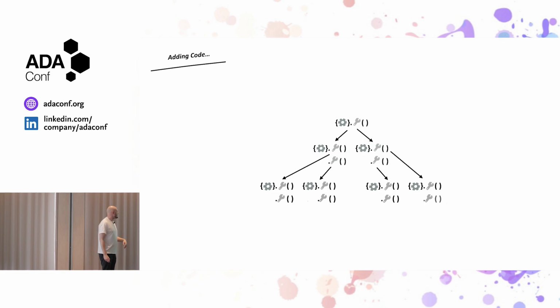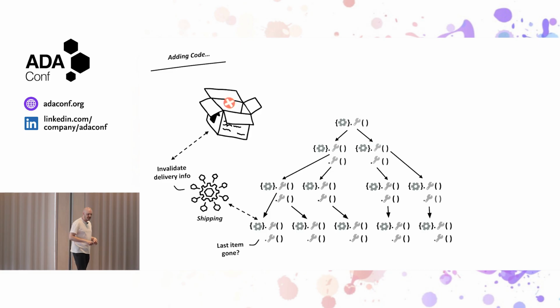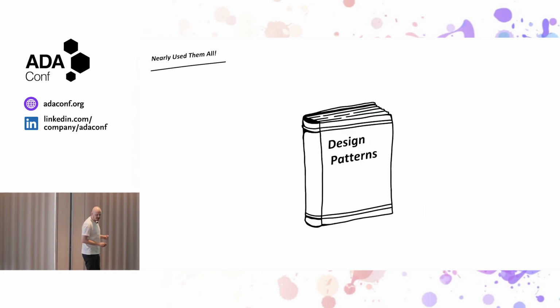I mean, you know what we're doing, back to the code, adding more code, and maybe this guy is going to keep an eye if the last item was taken, and if it was, we're going to invalidate the delivery info with the shipping service. And that's not perfect because now the warehouse ends up with boxes with invalid labels on them, but at least they're not going out the door anymore. At least it's slightly better.